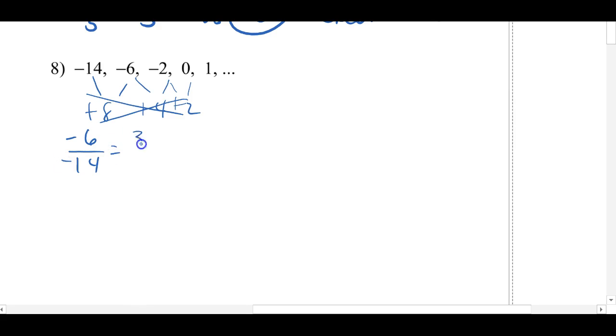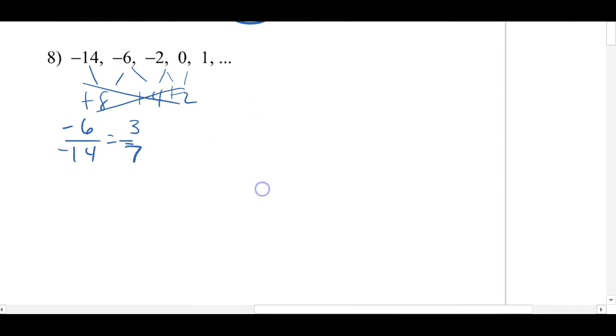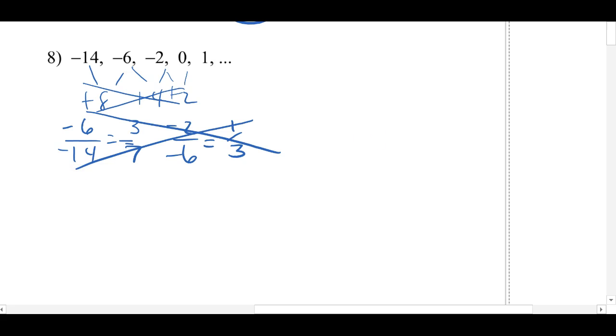Okay, so this reduces to 3/7. And then we have -2/6, and that reduces down to 1/3. So that's also not geometric. So this one is also neither, because it has neither a ratio nor a difference.